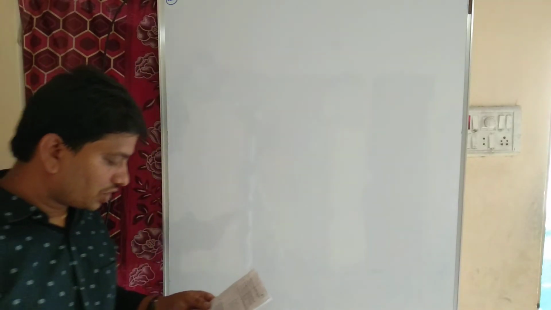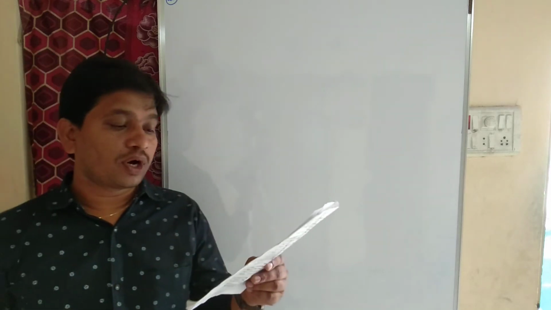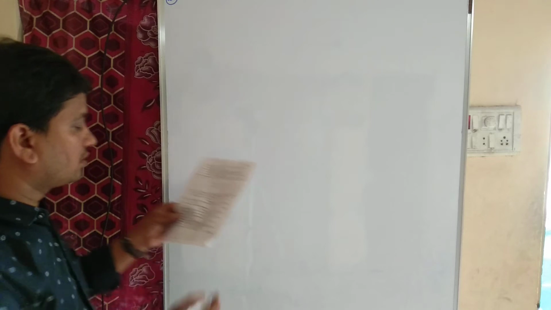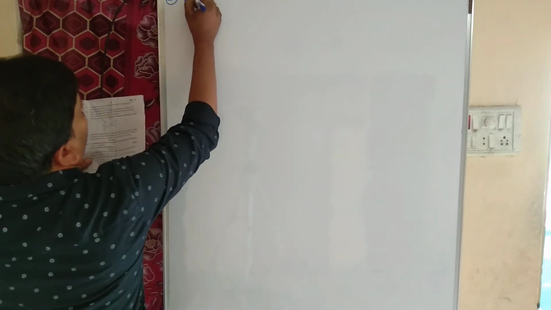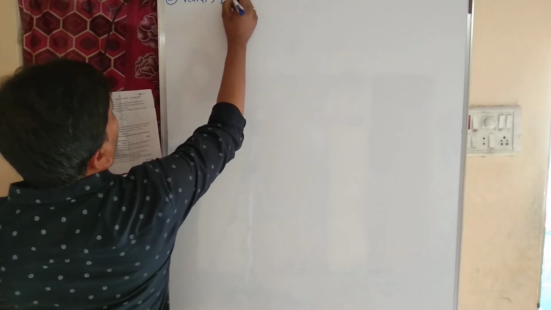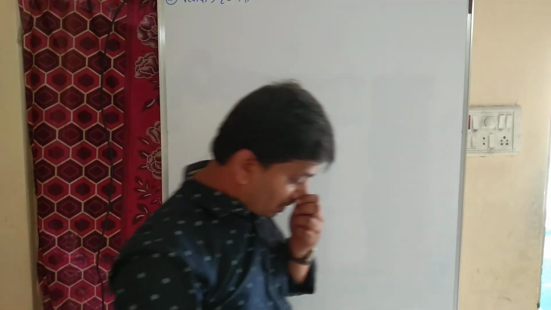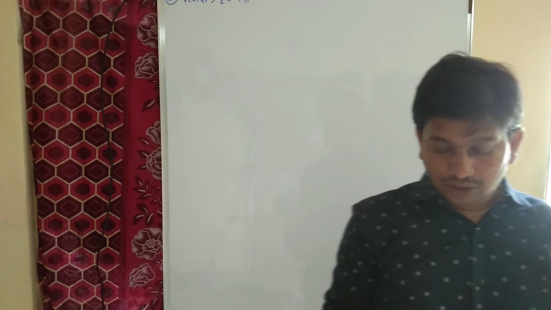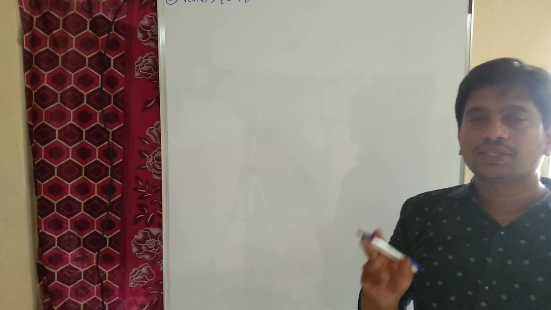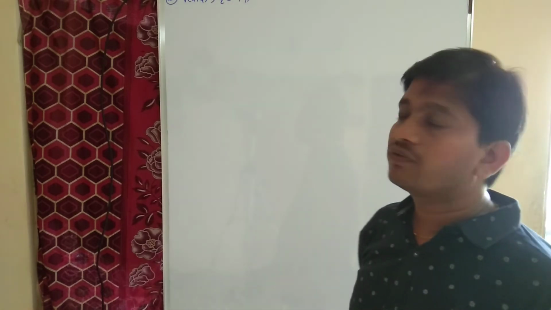Now coming to question number 23: find the coordinates of the points of trisection of the line segment joining points P of 2 comma 4 and Q of minus 7 comma 4. What is the question, children? Find the coordinates of the points of trisection. The trisection concept is the most important concept.